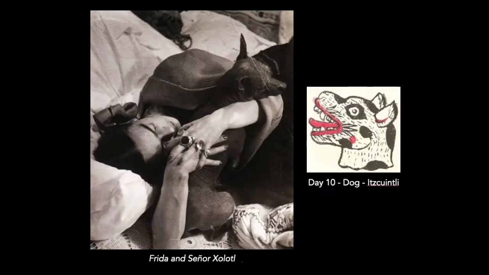Day 10 on the Aztec calendar is Itzcuintli, which is dog. The hairless breed kept by ancient Mexicans is known as Xolotl Itzcuintli, hence Frida's companion being named Señor Xolotl. However, dogs in ancient Mexico weren't companions primarily, they were food, and they were bred over generations to be hairless, much like our domestic pigs today. Along with turkeys, dogs were one of the only domesticated animals eaten by ancient Mesoamericans.